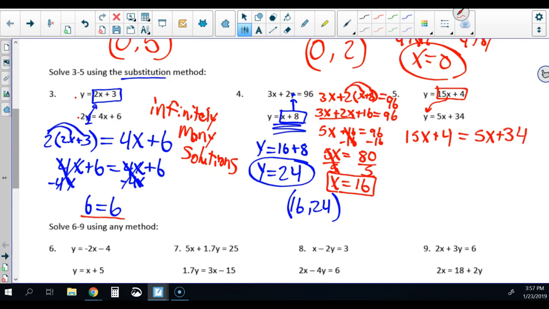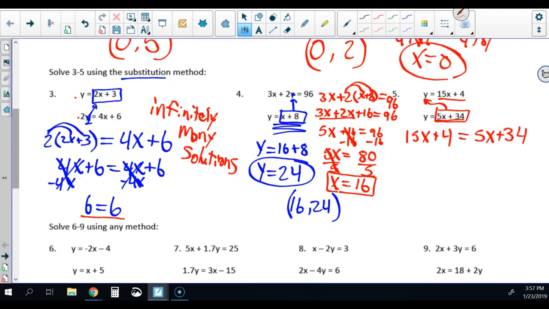Now, I've had some of y'all ask me, why did I take this y, plug it in, instead of taking the other y, and plugging it in here? You could do that just the same. If we did that, we would end up with 5x plus 34 equals 15x plus 4. So it's the same thing, but it would be in opposite order. So same equation either way.